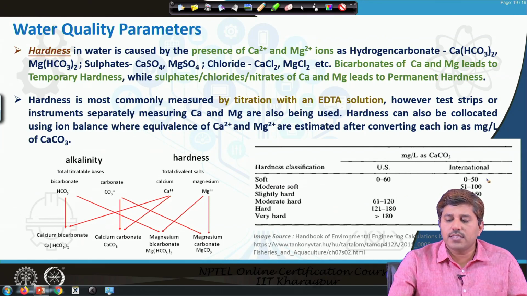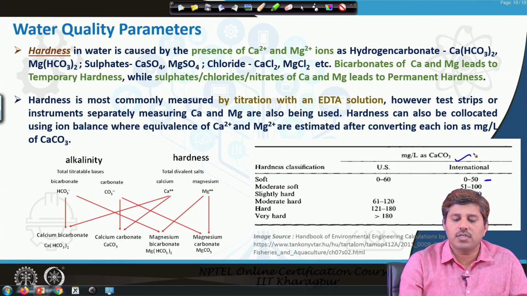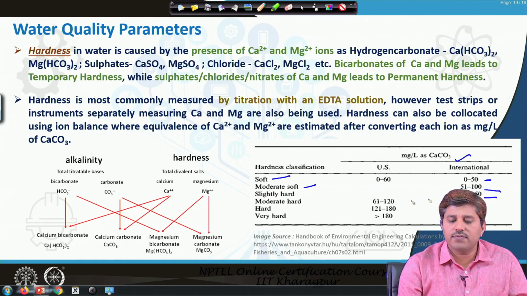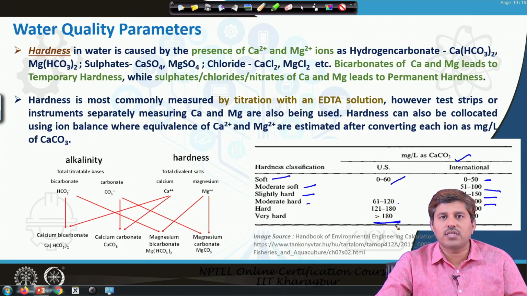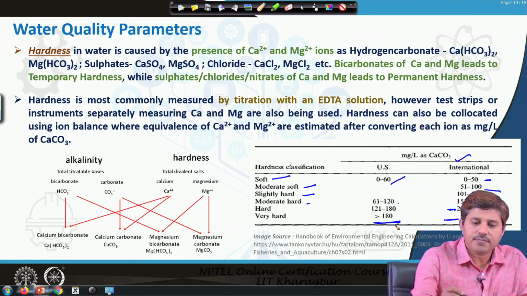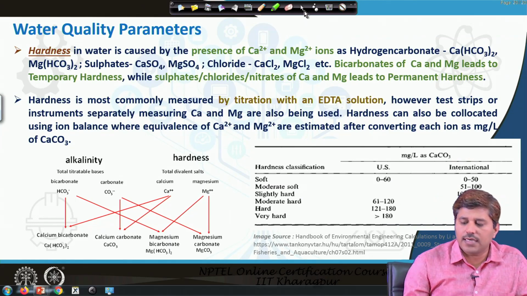Like the international standard, hardness less than 50 milligram per liter as CaCO3 is called soft water, up to 100 it is moderately soft, up to 150 it is slightly hard, 150 to 200 it is moderately hard, greater than 200 it is hard, and greater than 300 it is very hard. Whereas in US standards, up to 60 is considered soft, 61 to 120 moderately hard, 121 to 180 hard, and above 180 very hard. So, that is about the hardness.